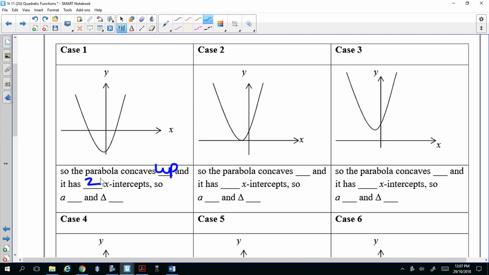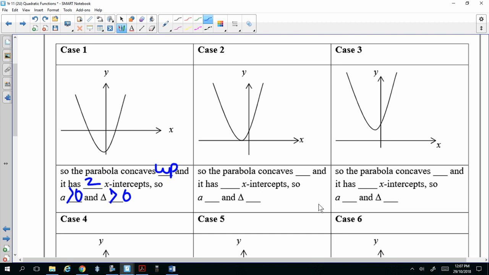So if it's concave up, what's the value of A? A will be positive. And what's the value of discriminant if it crosses the x-axis twice? It means it has two roots, therefore discriminant will be greater than 0. Okay, cool. Write it down. See if you can work out the next one. Look at the graph, you can figure out this information.